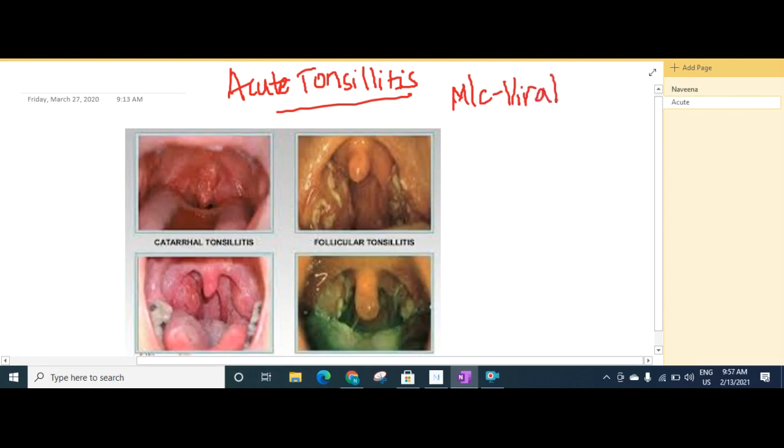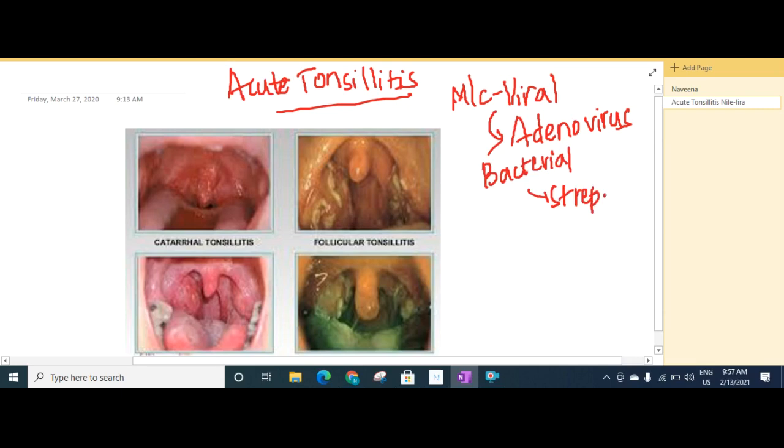In viral infection, most commonly it is due to adenovirus, followed by Epstein-Barr virus, influenza, parainfluenza and enterovirus. In viral, most commonly it is due to adenovirus. Then in bacterial, it is most commonly due to group A beta hemolytic streptococci. Others like staphylococci, Haemophilus, pneumococcus can also cause acute tonsillitis.